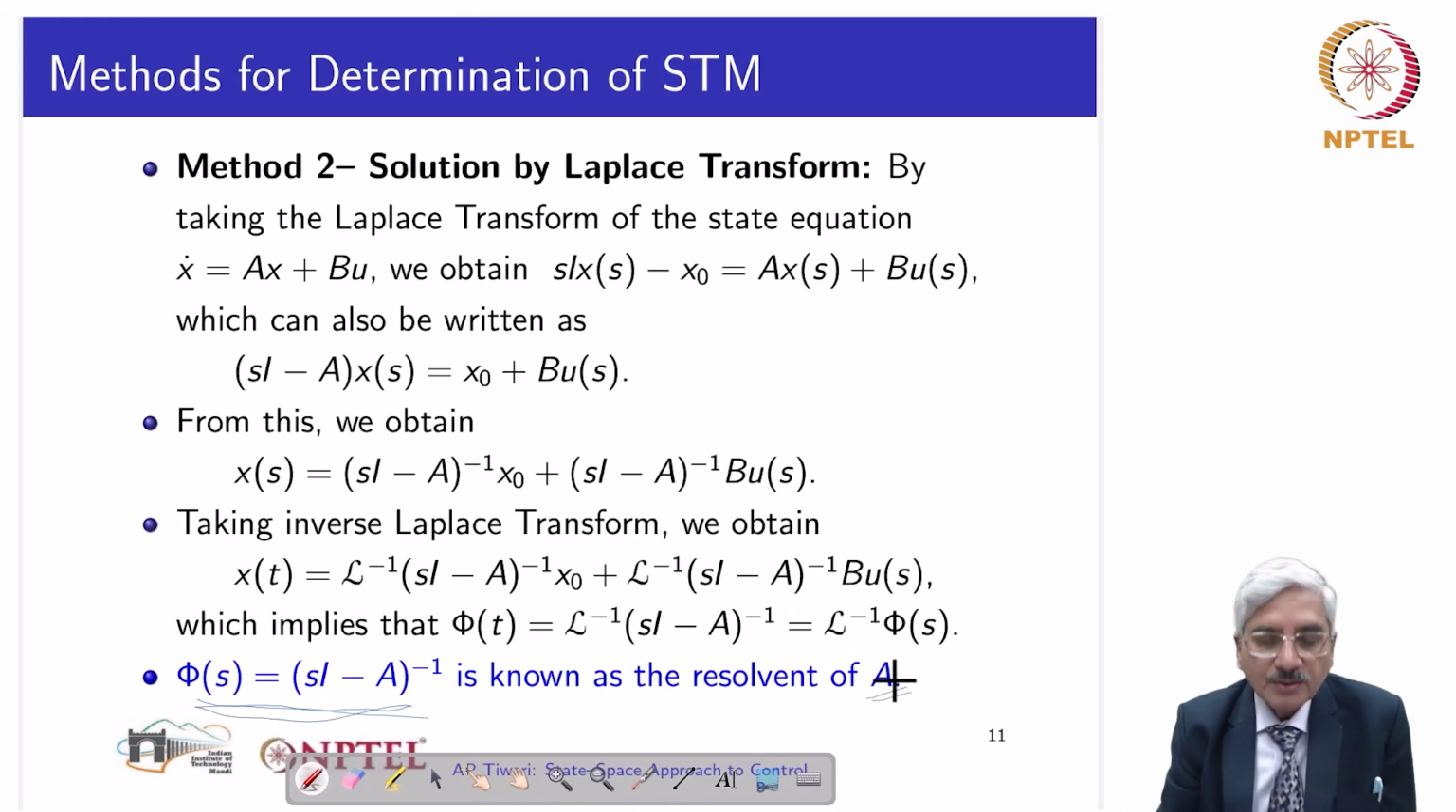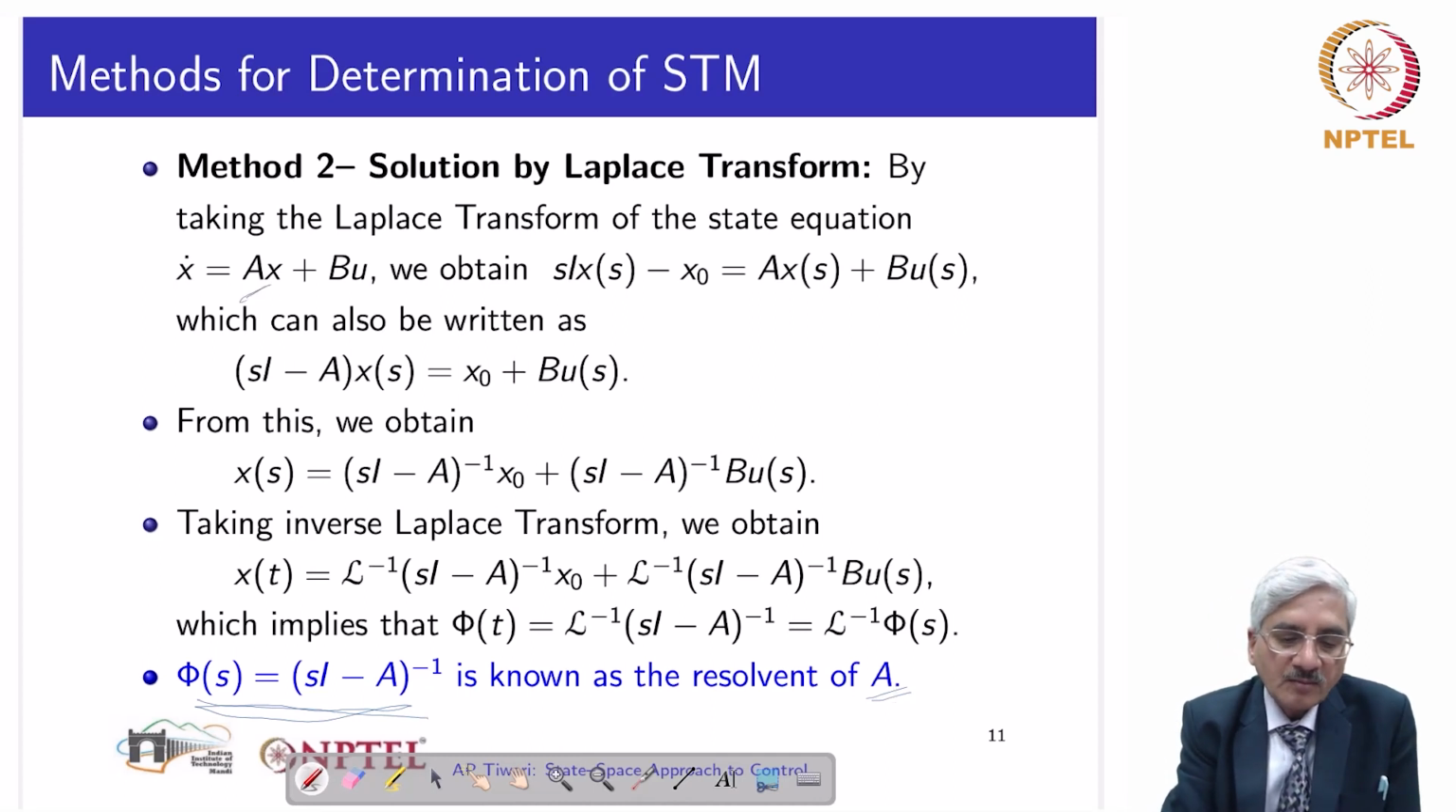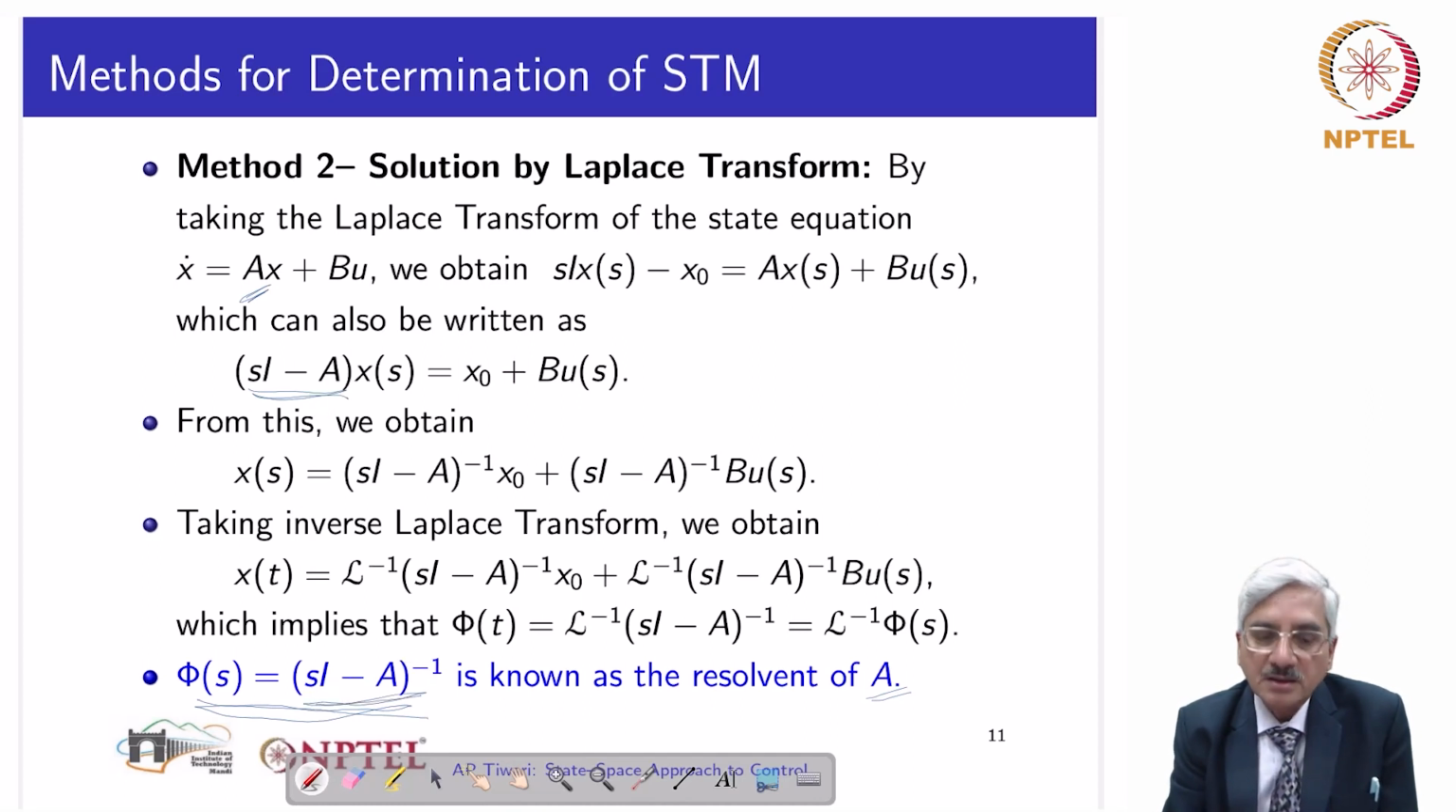So what one can do is, given the A, one can obtain sI minus A, then one can obtain the inverse of sI minus A to get phi s, and then one has to take the Laplace transform inverse of phi s, and that will give phi t. Once phi t is available, then x(t) can be evaluated.